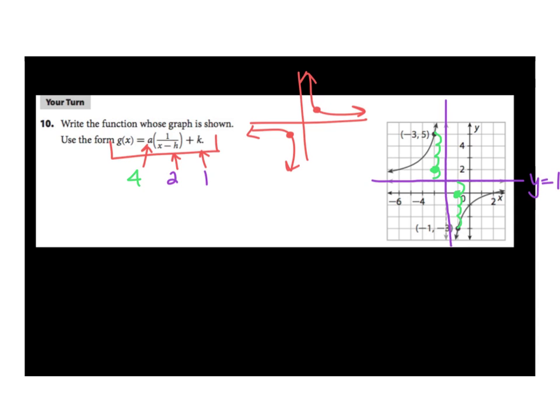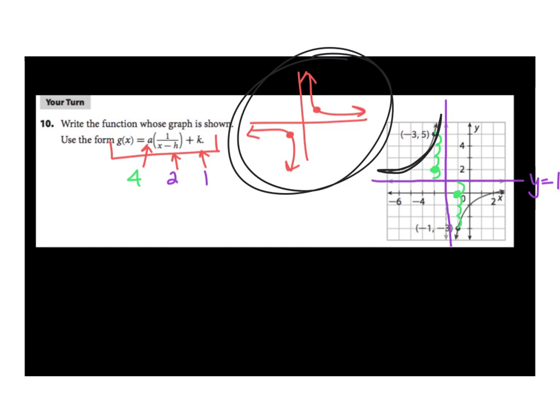The last piece to check is just to think about the direction that this is opening. So normally it's going to open, right, pay attention to this parent function up here. Normally you're opening like up and to the right, down and to the left. Here I'm opening on opposite sides, which means there's been a reflection. So this shows us that we have a reflection, which should tell you that something in the very front should be negative.